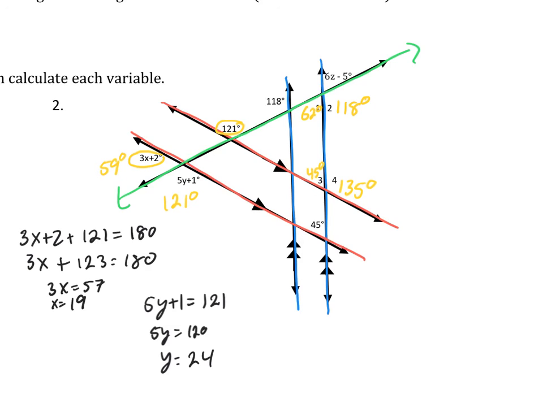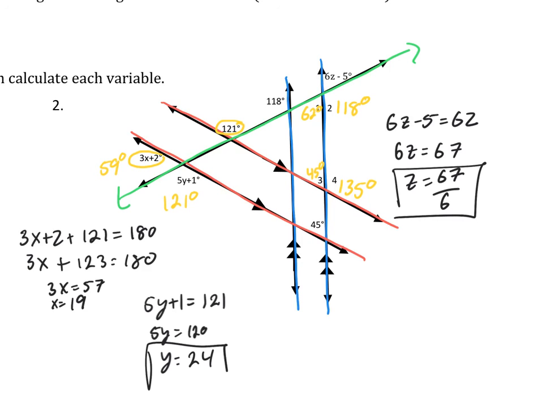Last but not least, we can solve for z by noting that angle 1 and the angle with the 6z minus 5 expression are vertical and are therefore congruent. So we can say 6z minus 5 is equal to 62, and we can solve. And we do get a fraction, but that's okay. Just leave it as a fraction. Don't round that decimal. We want to leave it as a fraction for an exact value. Fractions happen. Not all measurements are perfect. So we have our 3 variables and all of the named angles or numbered angles found in the picture.